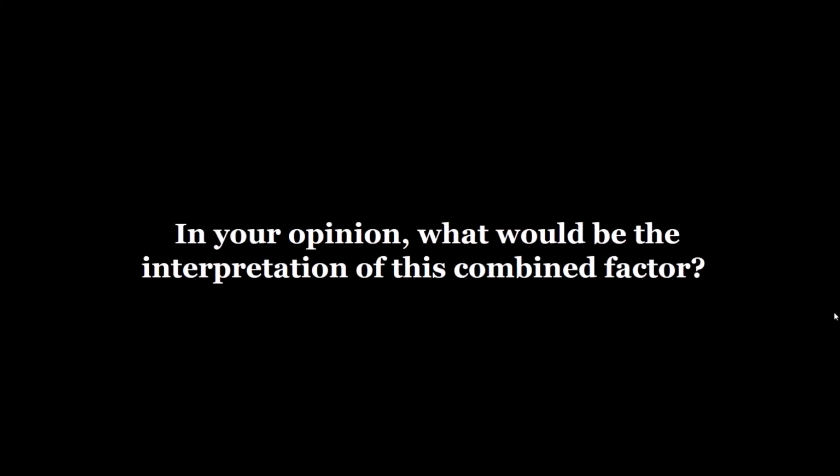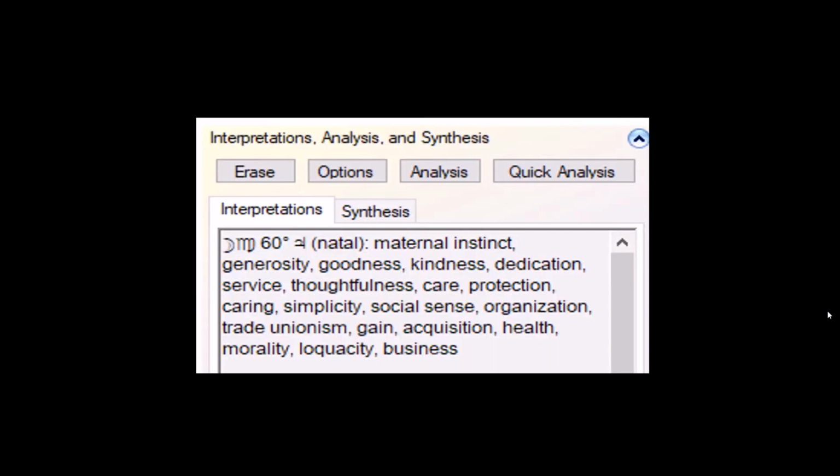In your opinion, what would be the interpretation of this combined factor? Moon Virgo sextile Jupiter. Here is the answer of the system: maternal instinct, generosity, goodness, kindness, dedication, service, thoughtfulness, care, protection, caring, simplicity, and so on.